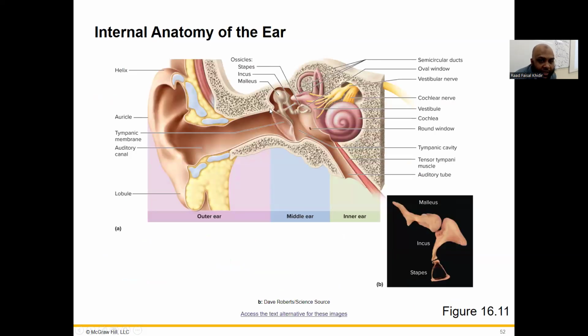So here we see the malleus, the incus, and the stapes. Once the tympanic membrane is vibrating, we have the domino effect. We tip over the malleus, then the incus is going to tip over and it's going to touch the stapes. Then the stapes is going to be transferring this vibration, this mechanical stimulation, to your inner ear.